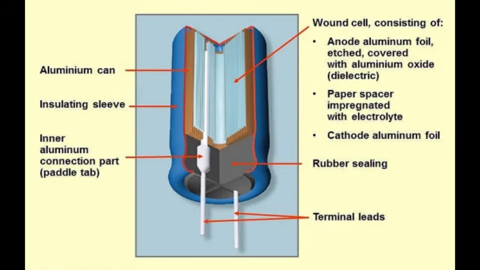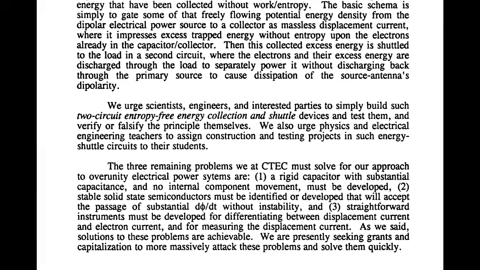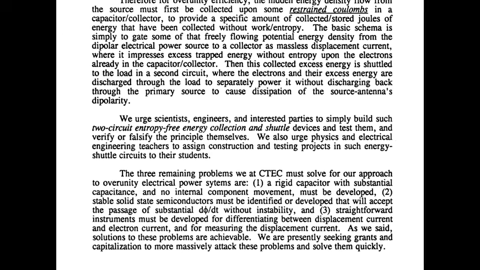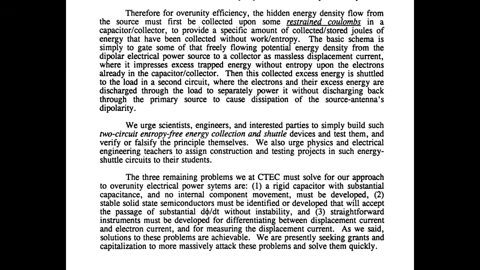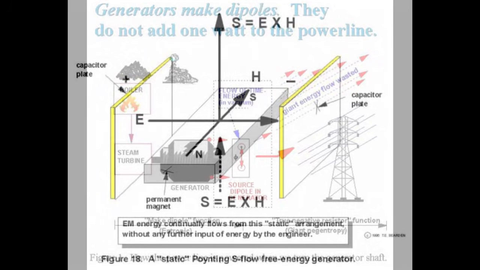1. A rigid capacitor with substantial capacitance and no internal component movement must be developed. 2. Stable state semiconductors must be identified or developed that will accept the passage of substantial d-phi over dt without instability. And 3, straightforward instruments must be developed for differentiating between displacement current and electron current, for measuring the displacement current. As we said, solutions to these problems are achievable. We are presently seeking grants and capitalization to more massively attack these problems and solve them quickly.